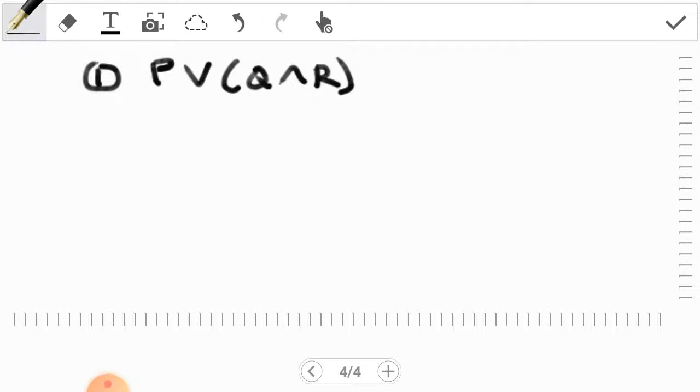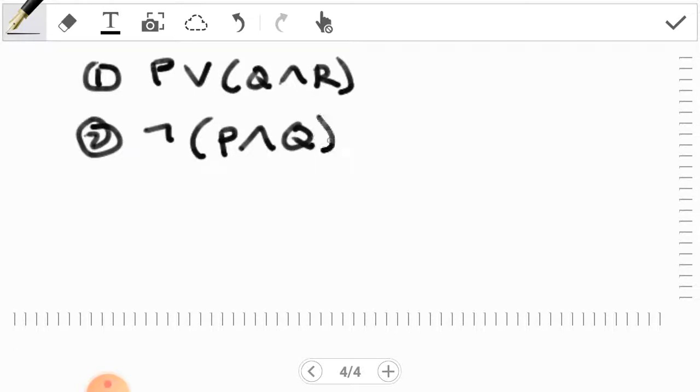Let's look at the third example. First premise: P or Q and R. And then the second premise, not P and Q. And then followed by the conclusion, therefore R.